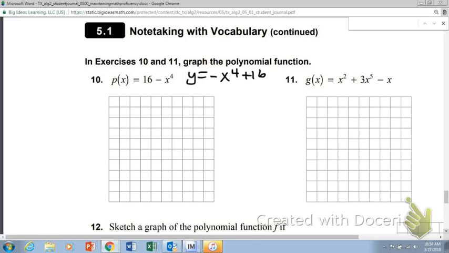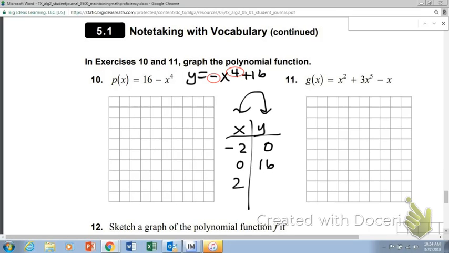Now the fact that our degree is positive, this 4 is positive, the leading coefficient is negative, then we know our graph is going to open downwards like that. And we can just go to the calculator and grab a couple points, or we could do it algebraically. So I have (-2, 0), (0, 16), and (2, 0).